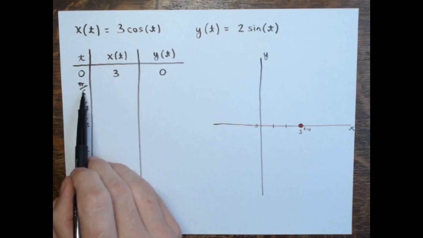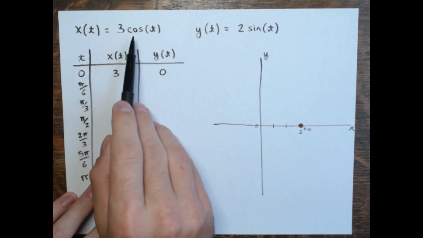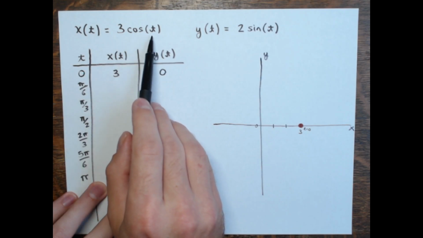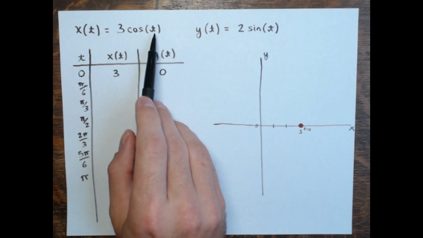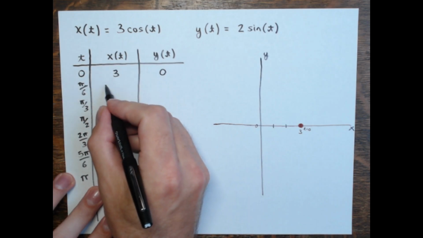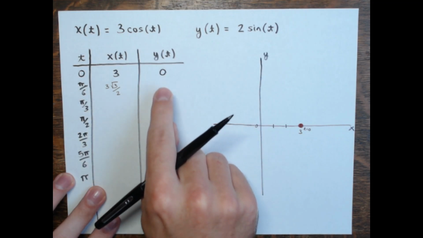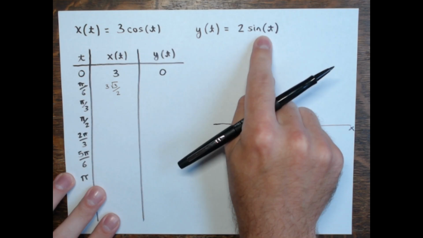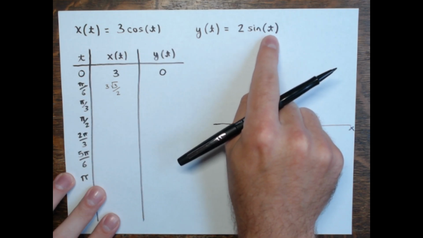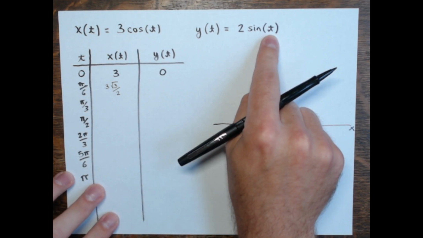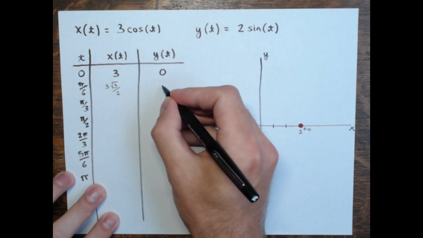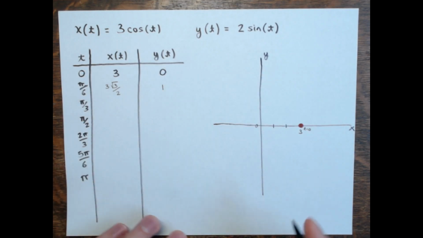All right. Then when t is pi over 6, the value of this parameter t is increasing. Remember the cosine of pi over 6 is the square root of 3 over 2. This is being multiplied by 3, so that's 3 times the square root of 3 over 2. And the sine of pi over 6, for the y-coordinate here, was a half. And then double that, so 2 times a half is 1.